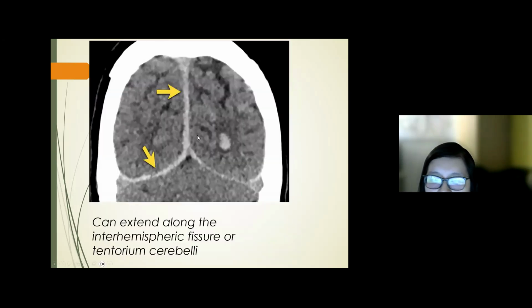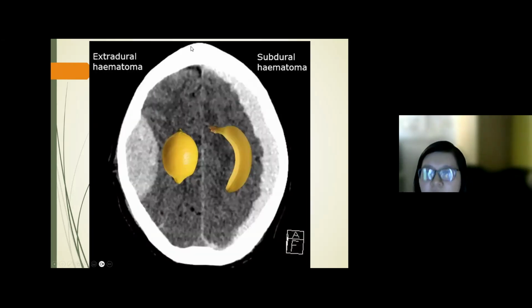Other than that, we also can see that there is a subdural bleed that can extend along the interhemispheric fissure or tentorium cerebelli as shown here, and this is best seen in a coronal view. So in this image, you can see the difference between the extradural hematoma and subdural hematoma. The extradural hematoma is on the right side here. You can see that it looks like a lemon shape. And the subdural hematoma looks like a banana shape, shown here.